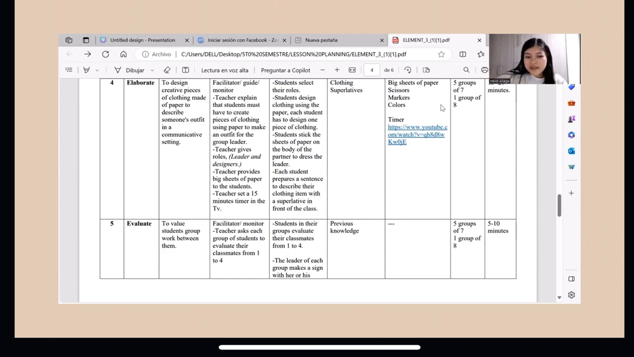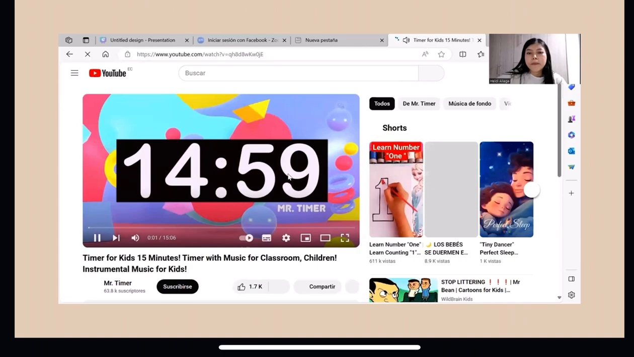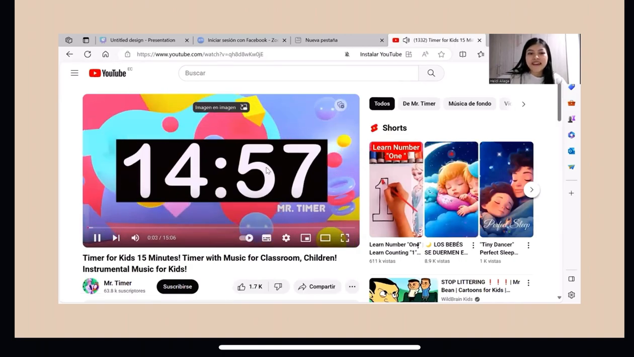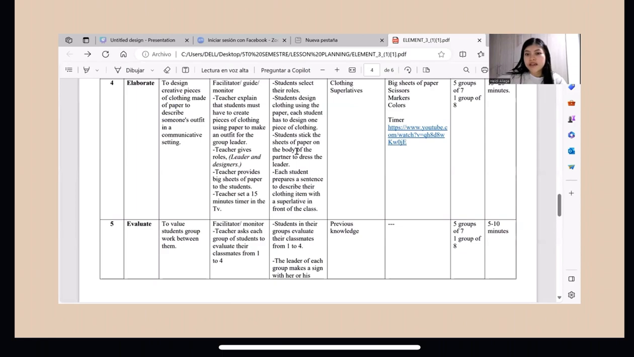And then we have a timer because sometimes these activities are really fast and the students cannot notice the time. So here we have a timer on YouTube with music that we will play. Okay, and we have the 15 minutes timer to make the entire outfit of the leader. So with this time, we know that they can create it.